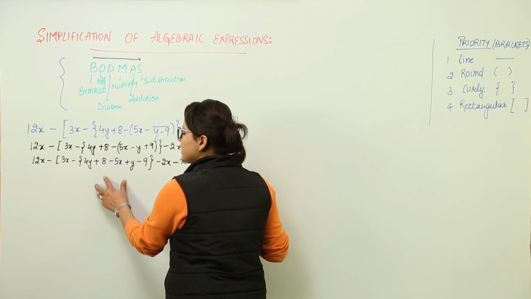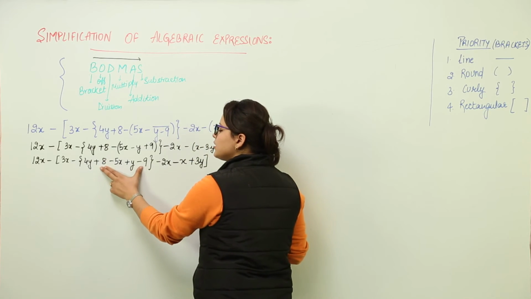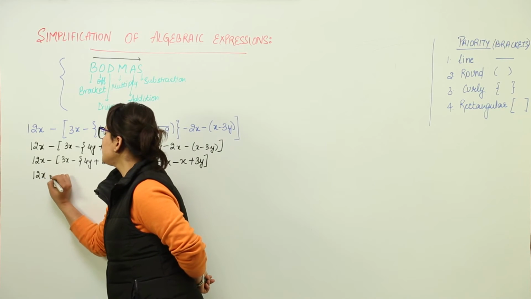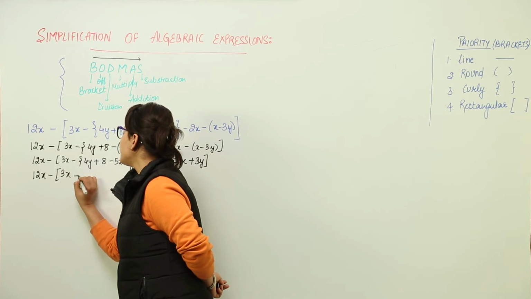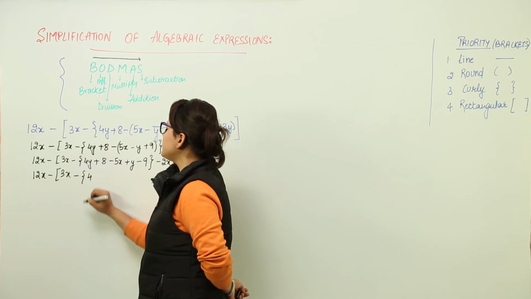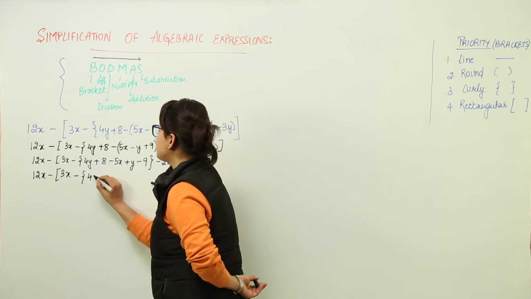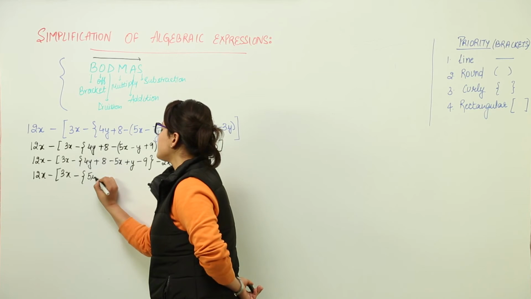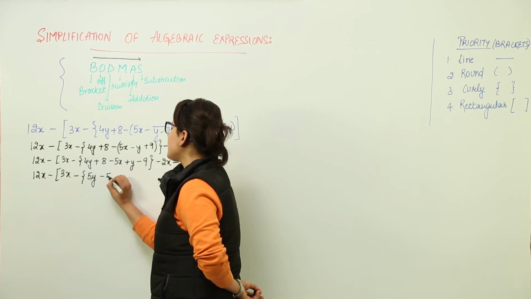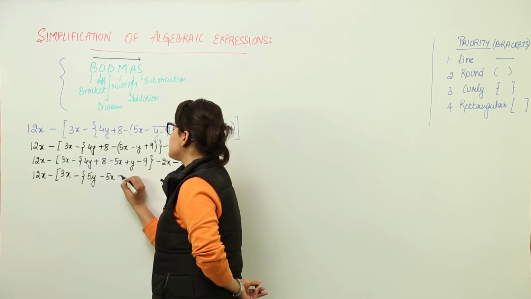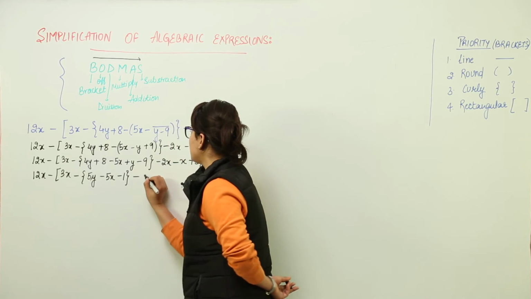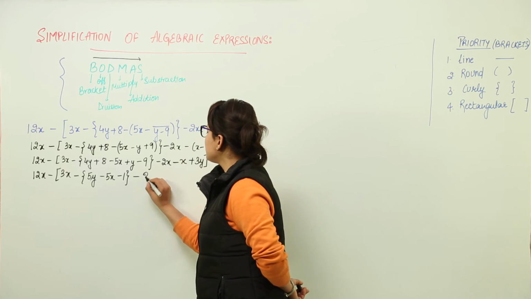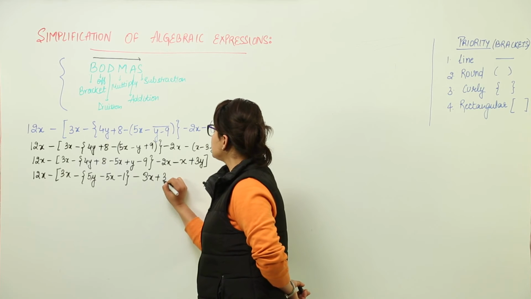Now we have the target of simplifying curly brackets. We can simplify this bracket and then solve it. So let us do that. In the next step we have 12x minus 3x minus, first of all solve this, that would be 4y plus y. The like terms are together here, so we can add them up. 4y plus y gives us 5y, minus 5x, plus 8 and minus 9 gives you minus 1. The rest remains as it is. Here also we can solve. Minus 2x minus x becomes minus 3x plus 3y.